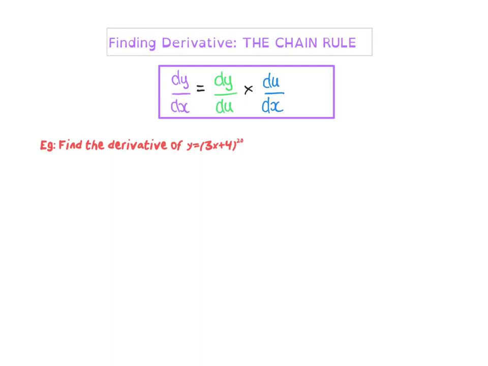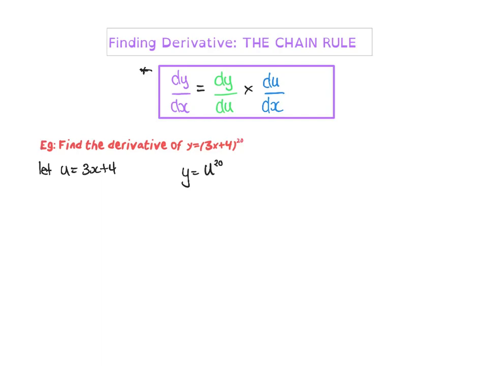If we don't have our calculators and we need to find the derivative, what we're going to do is let u equal what's inside the brackets, so let u equal 3x plus 4. Then y could be considered as u to the power of 20. So if you look up at that rule, it's saying that dy/dx is equal to dy/du times du/dx.